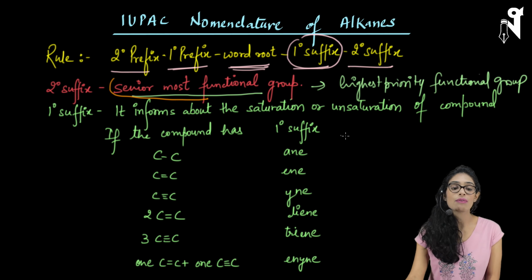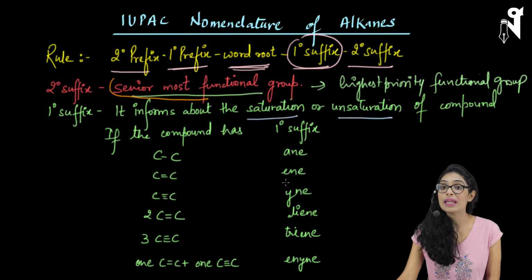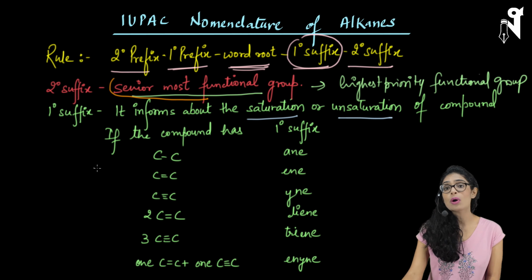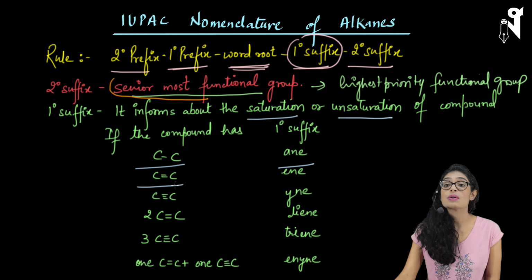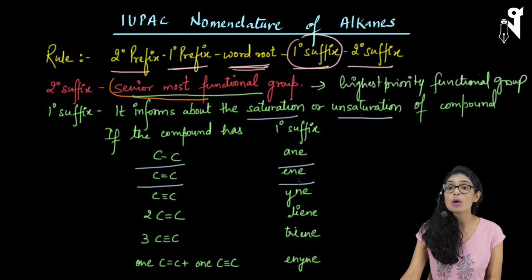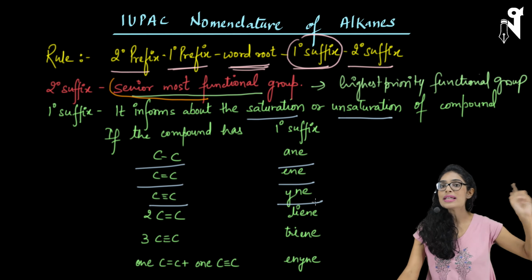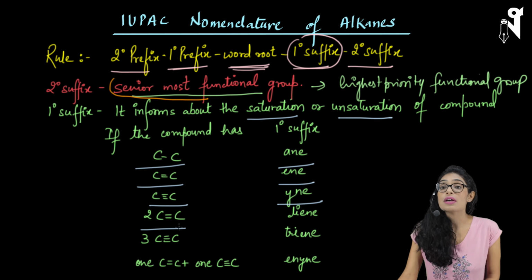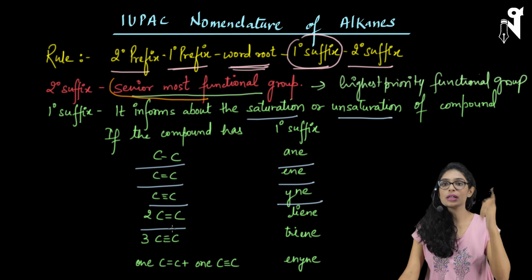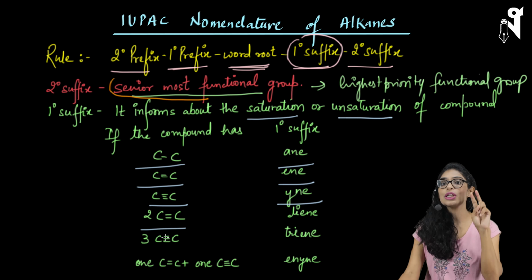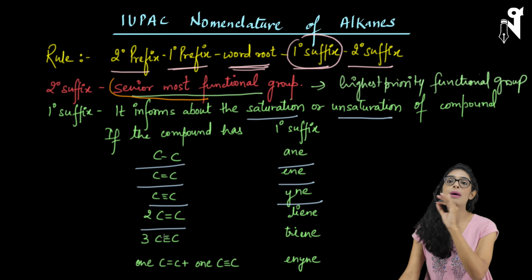For example, if I have only single bonds in the compound, the suffix will be "ane." If there is one double bond in the compound, the suffix will be "ene." If there is one triple bond in the compound, the suffix will be "yne." If there are two double bonds, so basically in the whole chain the double bond is repeating twice, the suffix will be "diene." It's nothing different. You don't have to mug it up. Just use a little common sense. Di means two and ene means double bond. So two double bonds will be represented by diene.